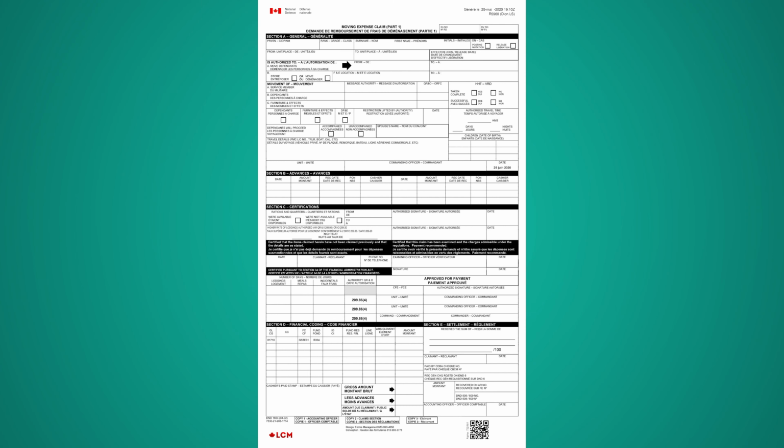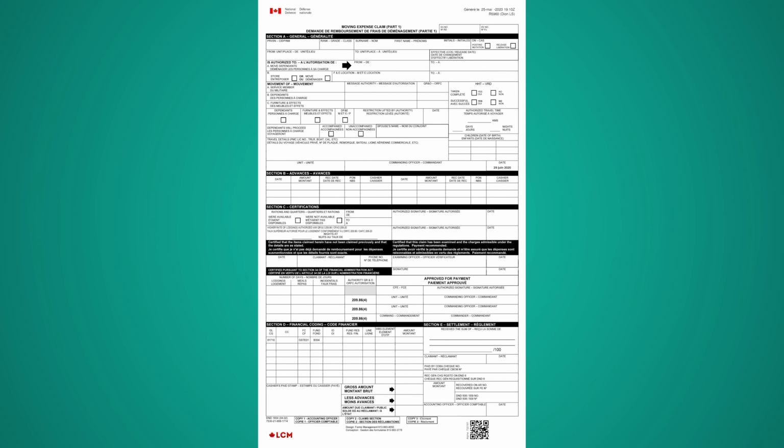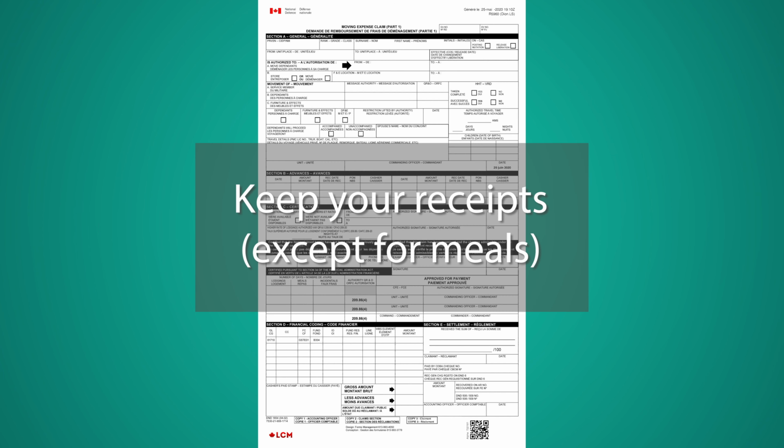The next document is the D&D 6054 Moving Expense Claim Part 1. The Canadian Armed Forces members concerned received this form, which certifies that they are authorized to travel and allows them to obtain reimbursement of their travel expenses. You will need to keep all receipts for payments you make during your trip, except for meals. Since you will receive a per diem for your meals, you will not need to provide us with receipts.